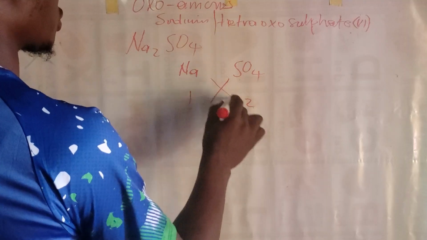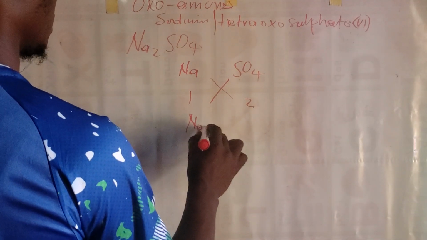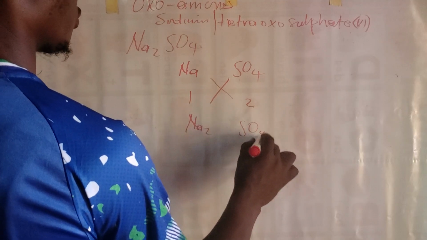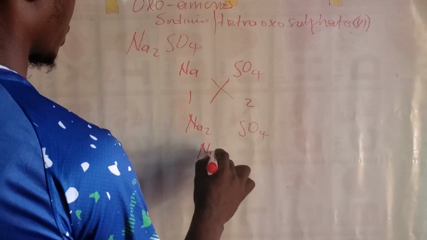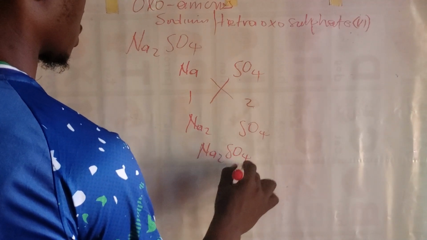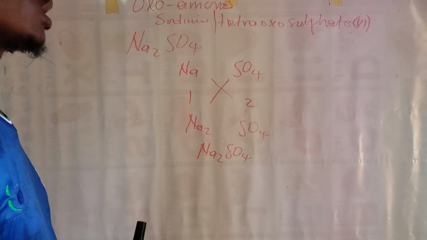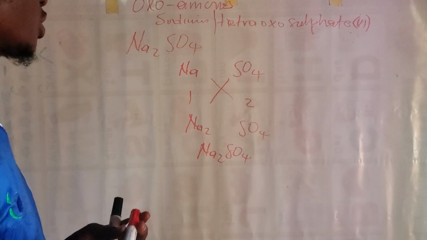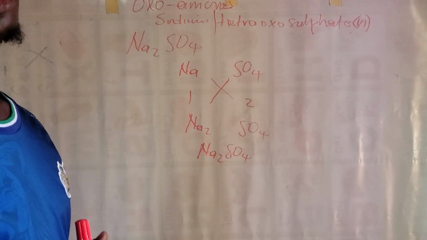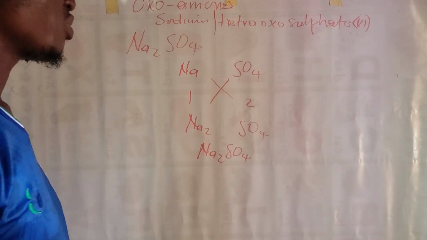So here again you cross multiply, you have now Na2 and SO4. So if you are combining now, you will have Na2SO4 as the chemical formula. Now we have a list of compounds here that we'll be solving, meaning to write their chemical formula.